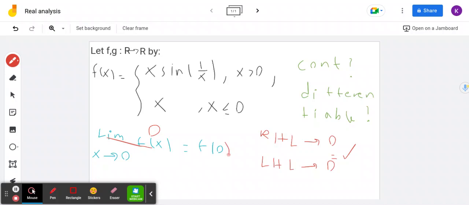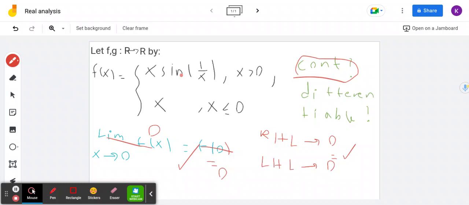Now for f of 0, you just have to plug into the function where we have the equal sign. The x sine of 1 over x piece is only valued when x is greater than 0, not including 0. But f of x is equal to x for x less than or equal to 0, so 0 is included. If you plug in, we get just 0. So f of 0 is also 0. We have shown that the limit as x approaches 0 of f of x equals the function evaluated at 0, and therefore this function is continuous.